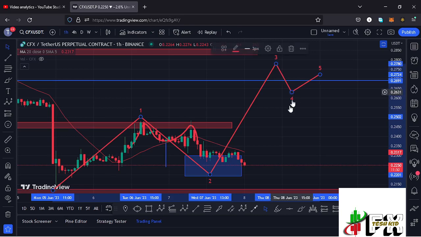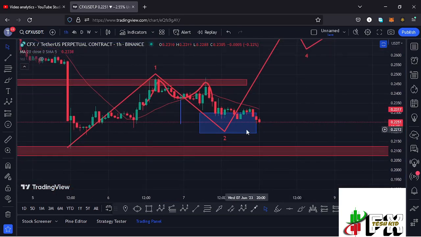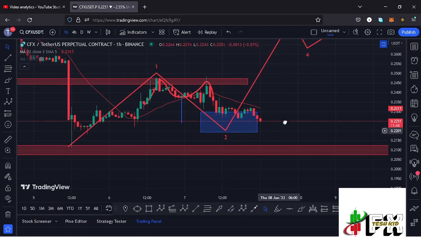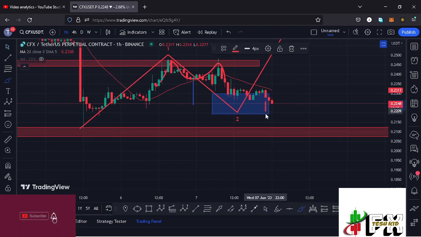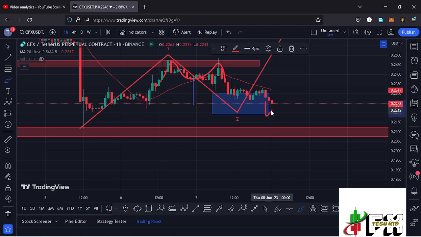In the worst case scenario, in case we continue heading further down and we lose the fib level 0.78 and see a breakout out of our target area highlighted in blue, then we can expect further breakdown on the CFX chart that could send us to our next key area of support at around the $0.2 mark, where we can either find support and get a bounce back to the upper side. In the worst case, if that key area of support does not hold, then we can expect further breakdown, maybe a retest, and then continue heading even further down.